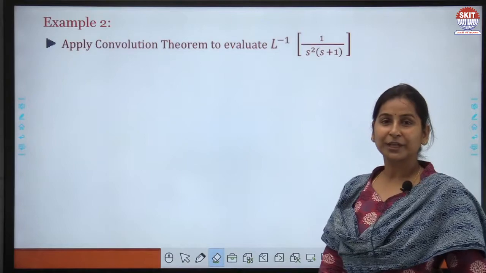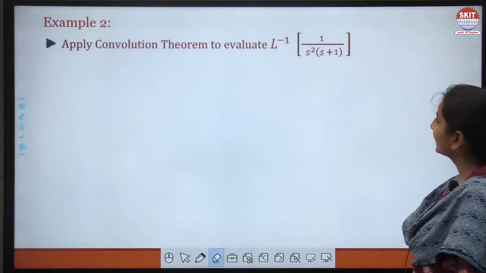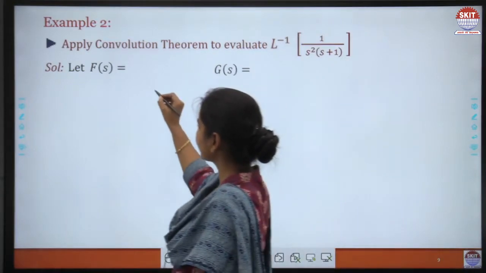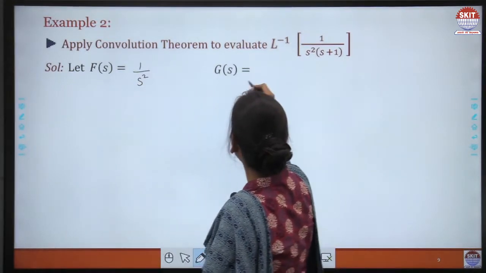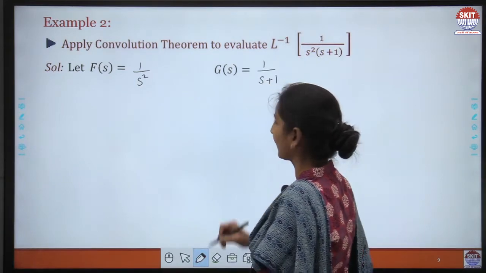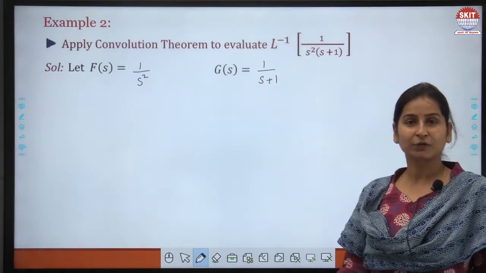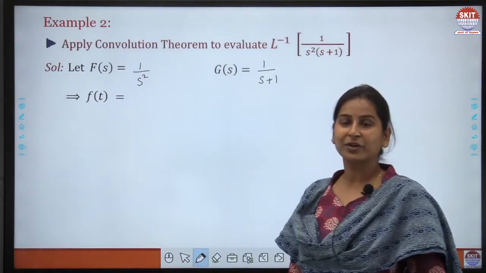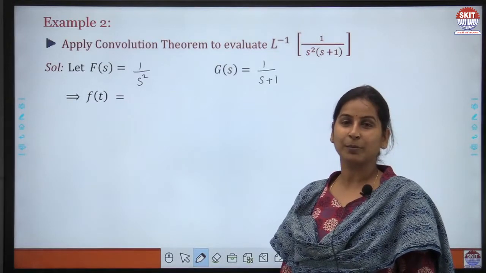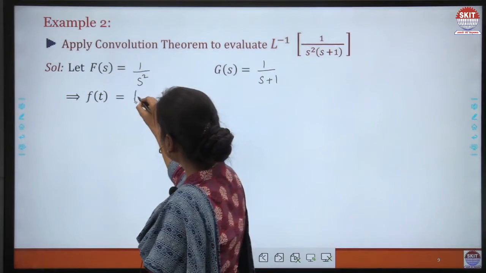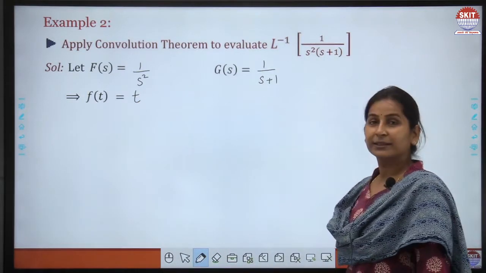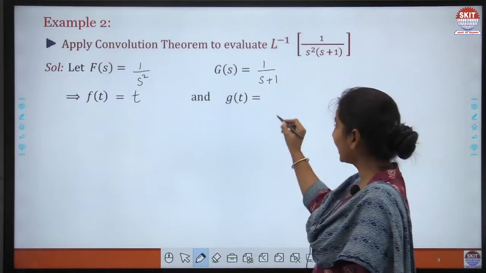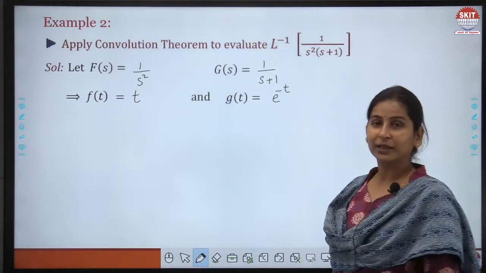So again I have to find out L inverse of this given function. To find out L inverse of this function, what I need is F(s) and G(s). So let me write F(s) as 1 by s square and G(s) as 1 by s plus 1. Now since I have written F(s) and G(s), I need f(t) and g(t). So for F(s) as 1 upon s square, this is again your elementary function, and you have to use inverse Laplace of 1 upon s to the power n plus 1. So I get the result as t here. Similarly, this one is G(s) 1 upon s plus 1. So I have to use the result of 1 upon s plus a, and I get its inverse as e to the power minus t.